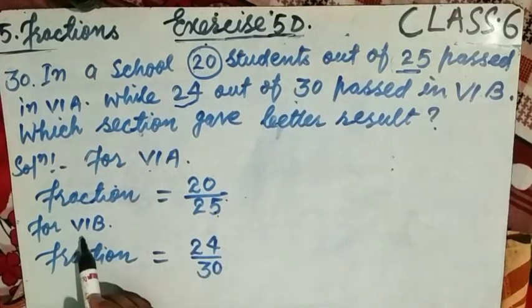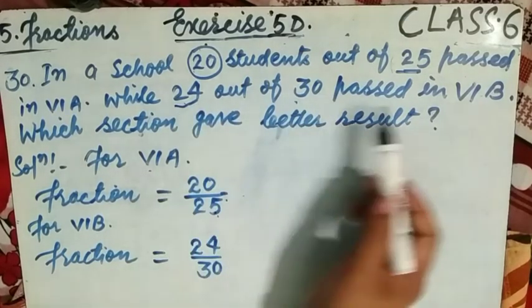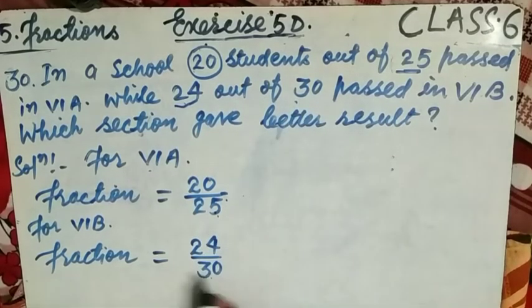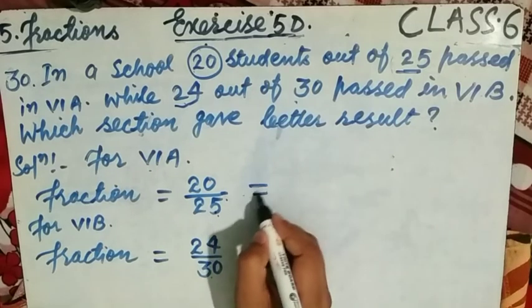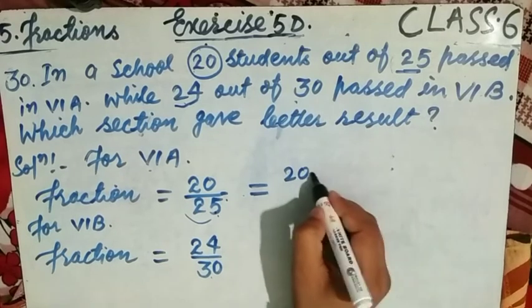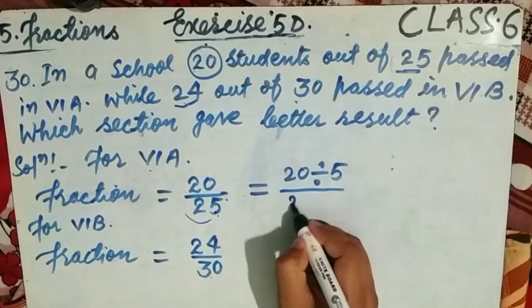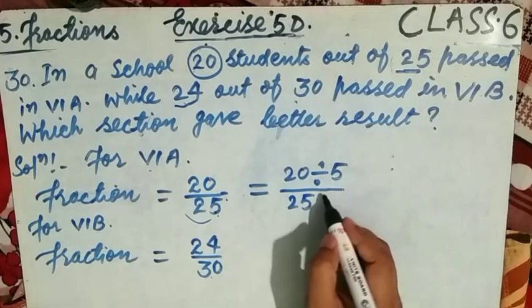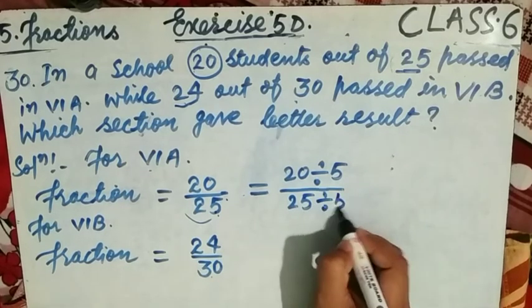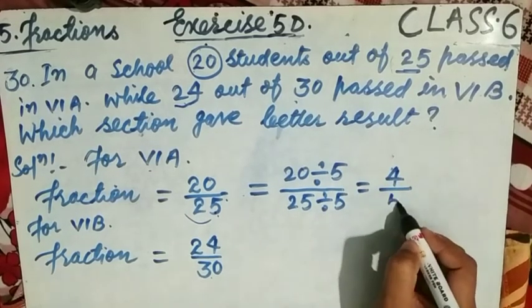Similarly for class 6B, 24 students passed out of 30, which means 24 by 30 is the fraction. Now decide which gave the better result. In order to solve, first we have to simplify these fractions. 20 divided by 5, because the HCF of 20 and 25 is 5. This is why we divide both numerator and denominator by 5, to turn into simplest terms. This is 4 and this is 5.